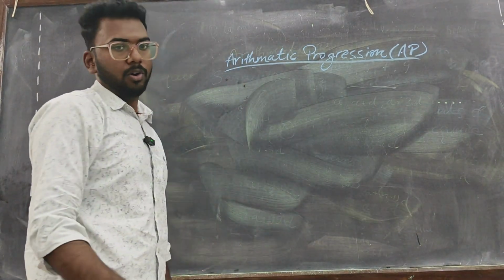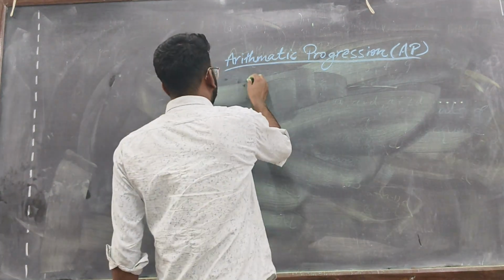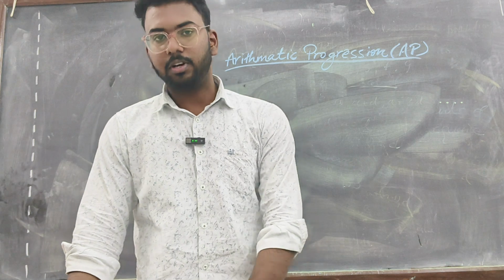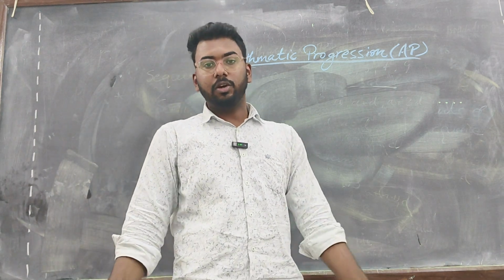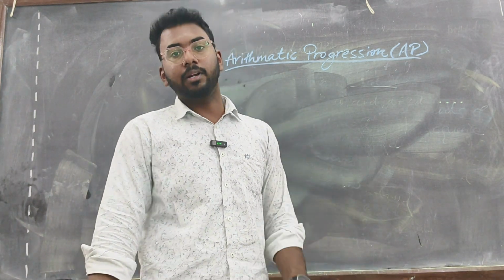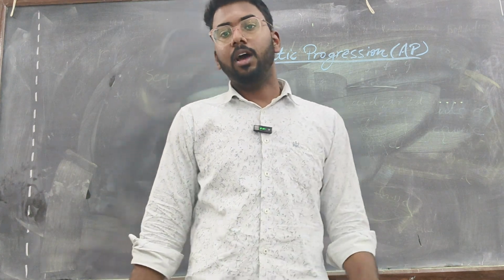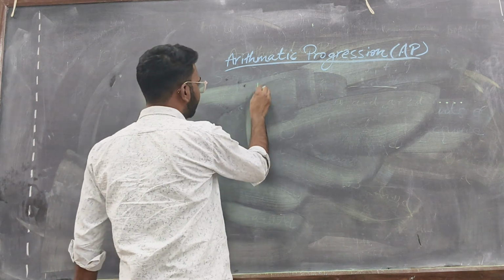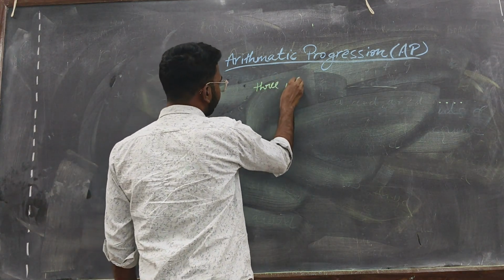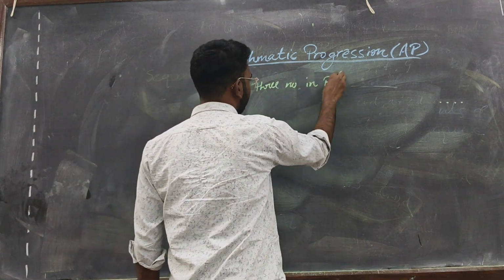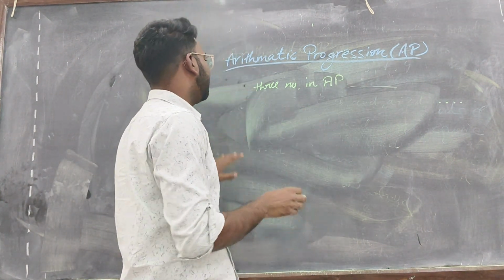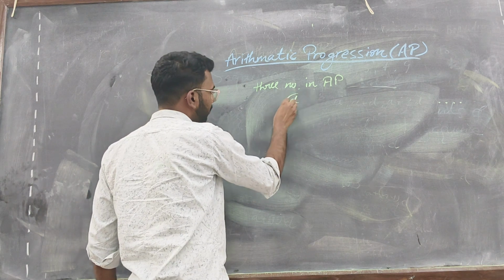Now we will see the sum of an arithmetic progression. Before that, we will see how to assume some terms in an AP. If someone says there are three consecutive terms of an AP, how will we take those terms? If we have to take three numbers in AP, we just have to see that there is a common difference in those numbers.